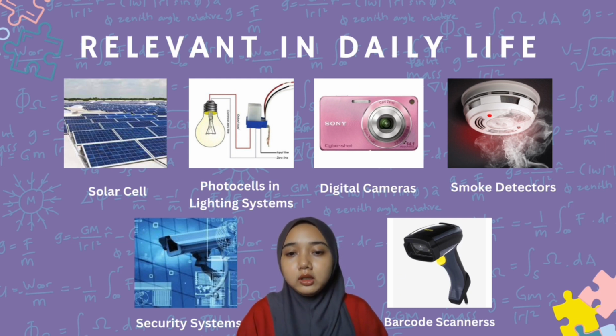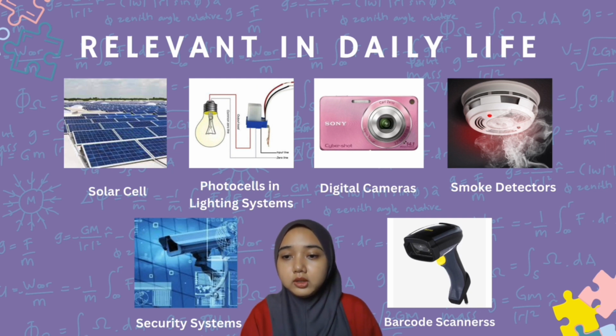The second one is photocells in lighting systems. Photocells or light-dependent resistors use the photoelectric effect to sense light level. They are commonly used in outdoor lighting systems, street lights, and automatic switching devices. When exposed to light, the resistance of the photocell changes, affecting the electrical current and triggering the control of the lighting system.